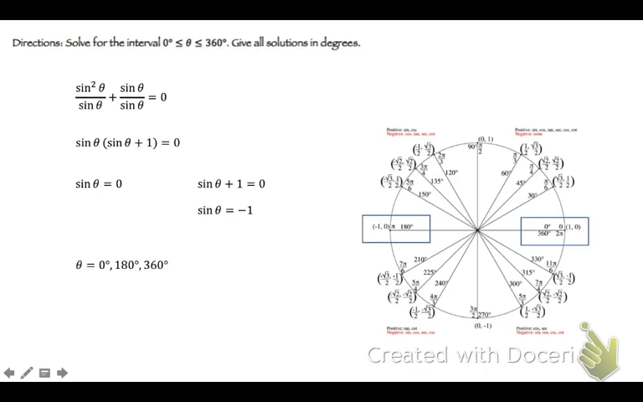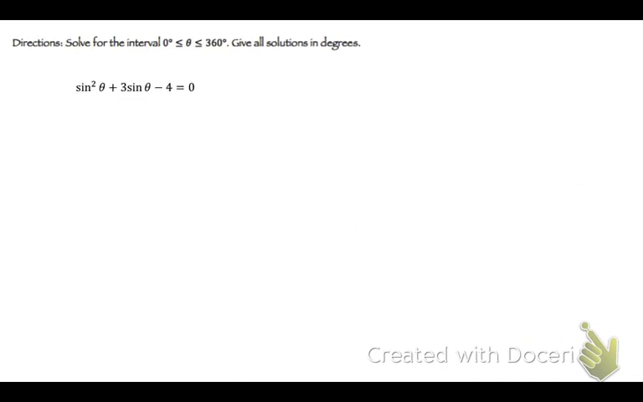So that's for the sine of theta equals 0. Then we also have sine of theta equals negative 1, and that's at 270. So theta also equals 270. Then if we write that all together, theta equals 0, 180, 270, 360. Booyah. Okay? Now let's look at this one.